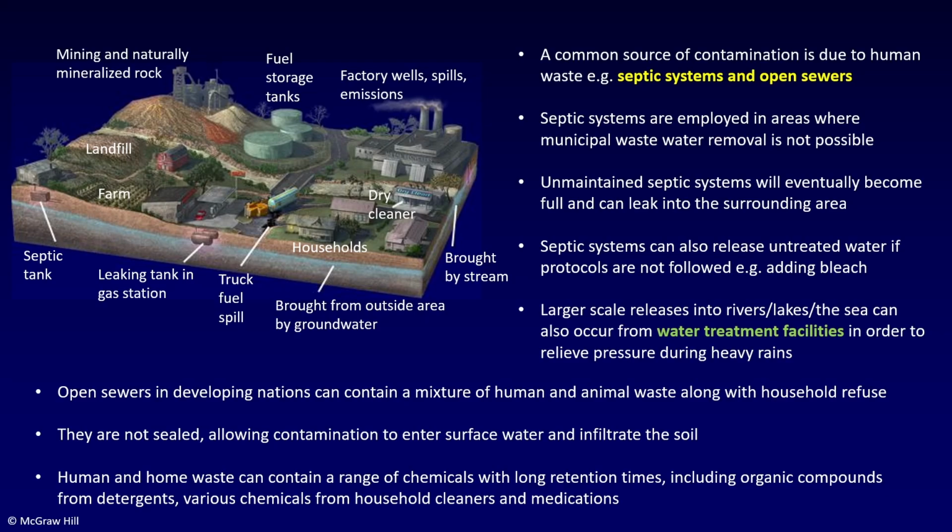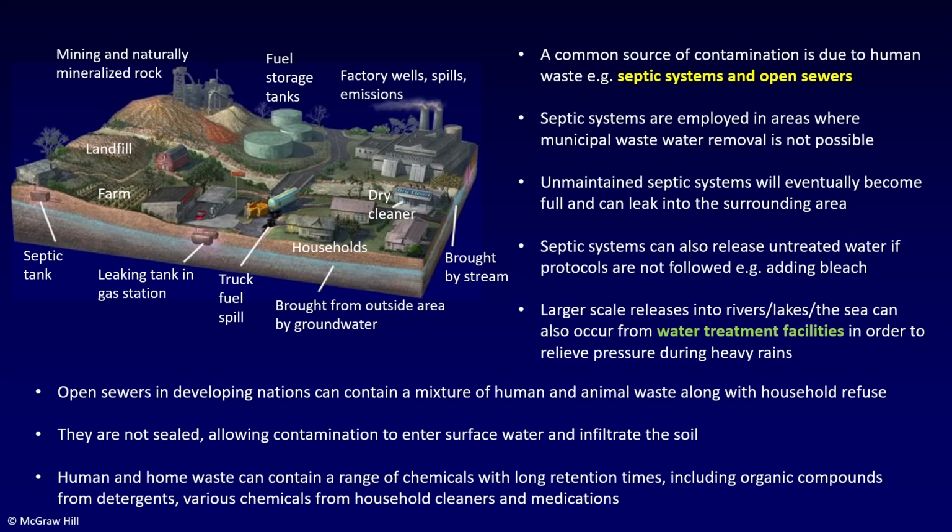So, in terms of human and home waste, it can obviously contain a whole range of chemicals that have long retention times. You can have organic compounds from things like detergents. You can have various chemicals from household cleaners. And obviously, you can have contamination from medications, because the wastewater that your body produces will contain some amount of medications that you are taking. And obviously, this too will enter the contaminated water that your household produces.